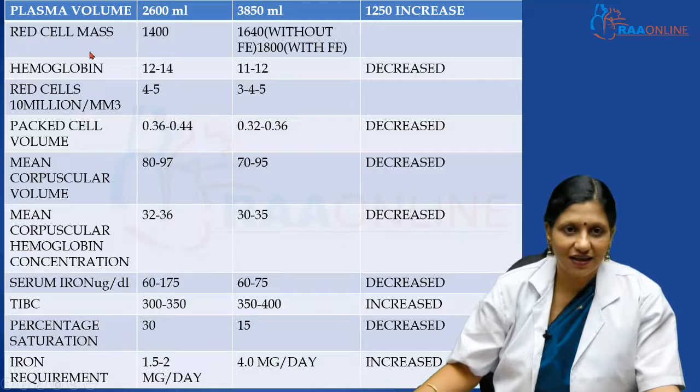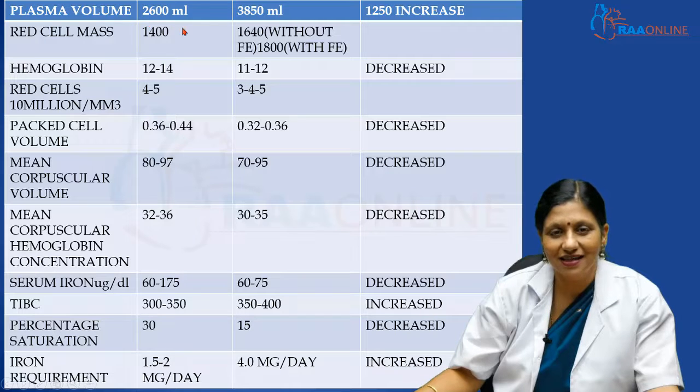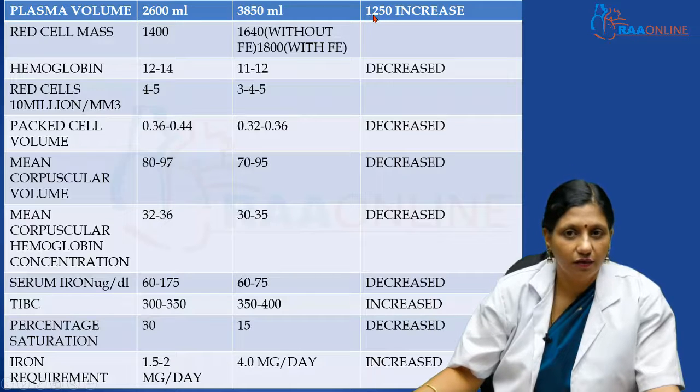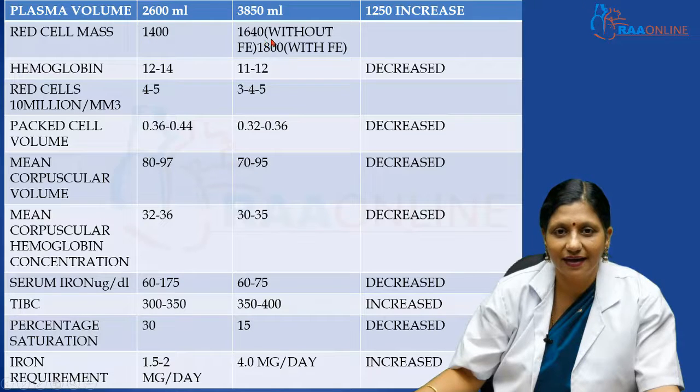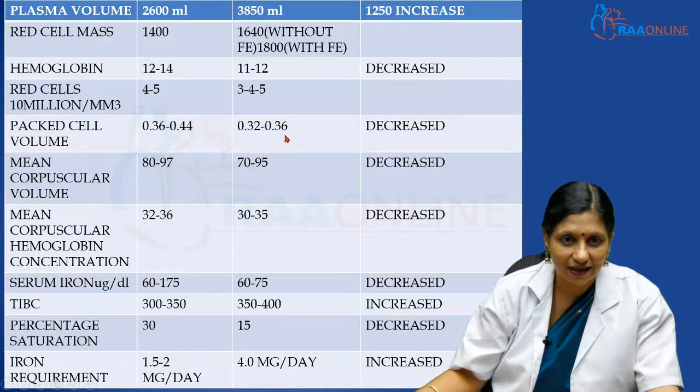So there are various changes in the parameters during pregnancy. Normal plasma volume in a non-pregnant individual is 2.6 liters. In a pregnant individual it is 3.85 liters, and there is around a 1.2 liter increase in the plasma volume. The red cell mass in a normal individual is 1400 and in a pregnant individual it becomes 1640. Hemoglobin normal is 12 to 14. In pregnancy the normal hemoglobin is 11 to 12. The red cells, million per mm cube, are 4 to 5 in a normal individual and 3 to 4.5 in a pregnant individual. PCV is 0.36 to 0.44 in a normal individual, whereas 0.32 to 0.36 in a pregnant individual.